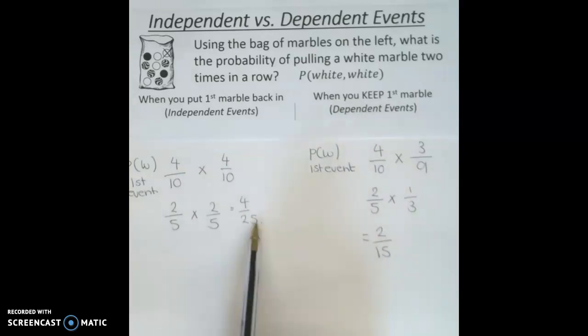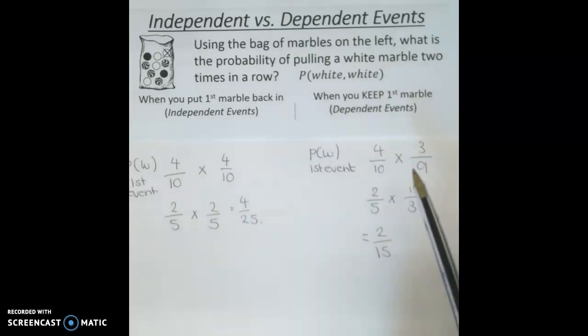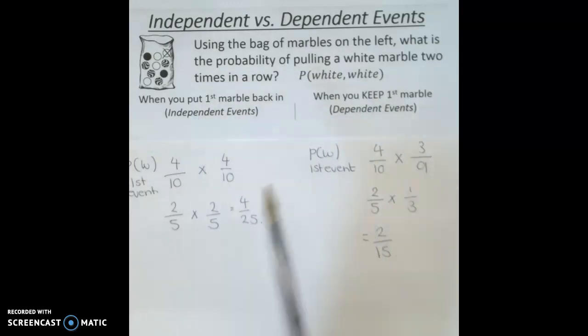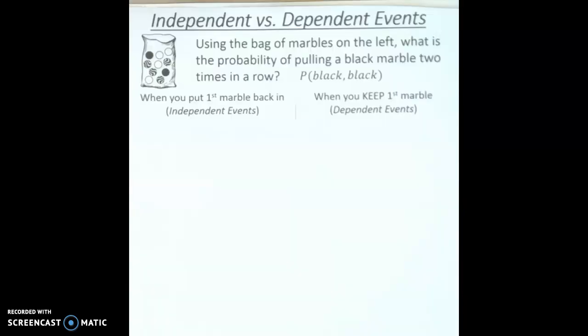So can you see how by keeping one of the marbles, the event has become dependent, because by keeping this marble, it affects the probability of the next one, and it has resulted in a difference in the probabilities. So that is the significance of an independent and a dependent event.